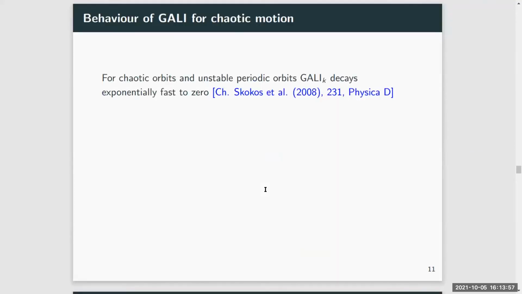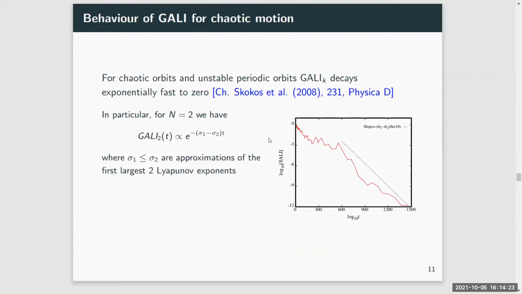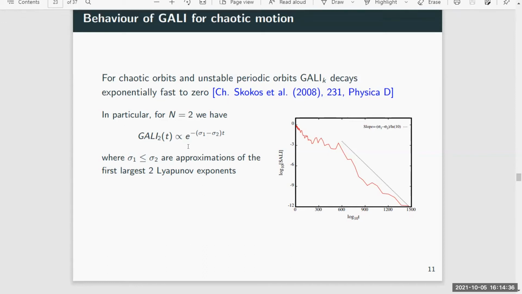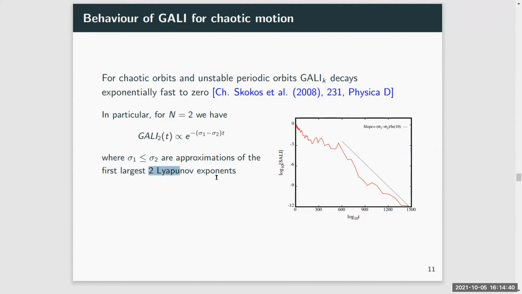Our main focus is the behavior of GALIs for regular orbits, so we are not interested in the chaotic case here. However, let me quickly say something about its chaotic behavior. For chaotic orbits and also unstable periodic orbits, GALI_k decays exponentially fast to 0. In the case of chaotic orbits, for instance, if we consider only two deviation vectors, they tend to coincide in the direction defined by the largest Lyapunov exponent. You can see the relation in the figure here. This is GALI2, or SALI, with respect to time, and as you can see, it goes to 0 quickly, following this relation described here.